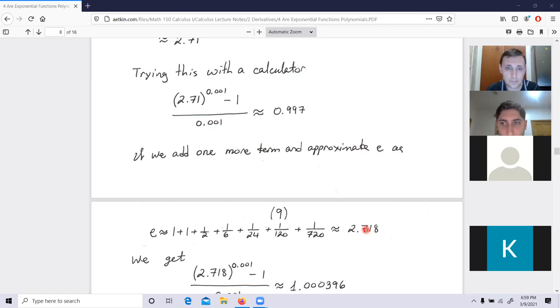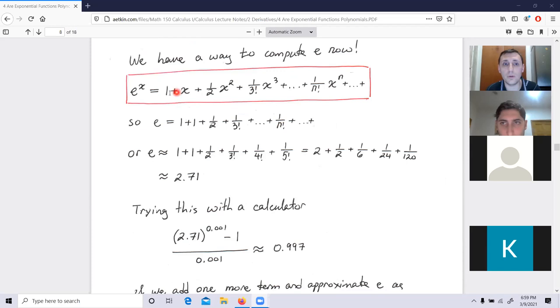Well, x doesn't disappear. I plug in 1. Look at it: instead of x, I plug in 1. Do you see? e to the x is 1 plus x. So if I plug in 1 here, it would be 1 plus 1 plus 1 half plus 1 over 3 factorial. Do you see that, guys, now? x does not disappear. I replace x by 1 to represent e.